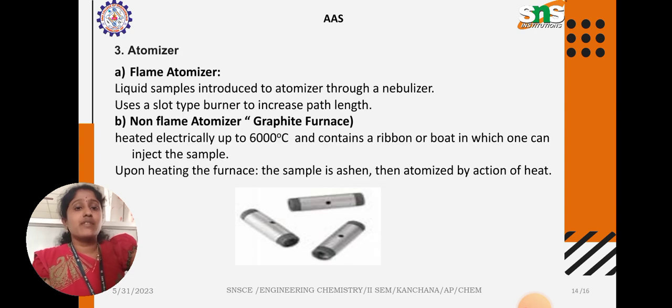Atomizer. First one, flame atomizer. Liquid samples are introduced to the atomizer through a nebulizer. It uses a slot type burner to increase path length. And another one, non-flame atomizer, a graphite furnace heated electrically up to 6000 degrees Celsius, and contains a ribbon or boat in which one can inject the sample. Upon heating the furnace, the sample is ashed and then atomized by action of heat.